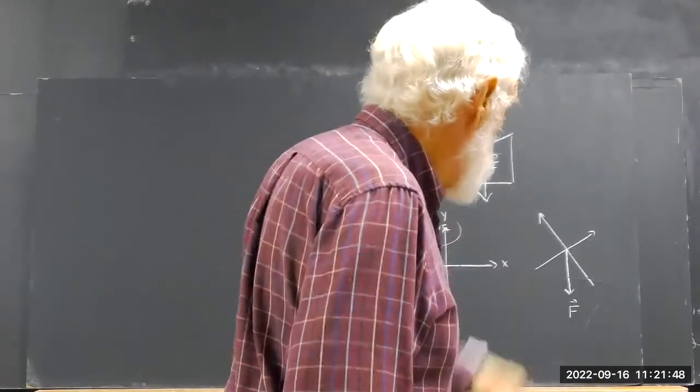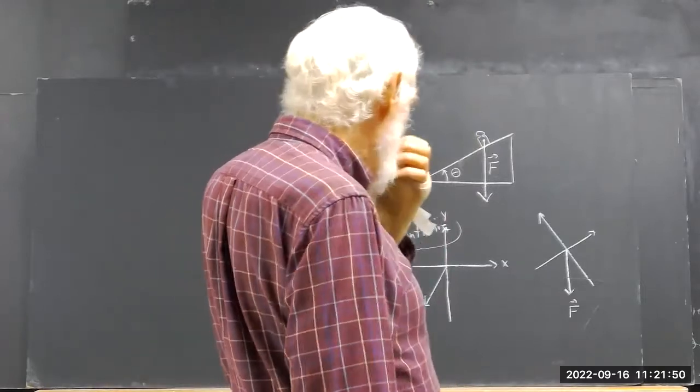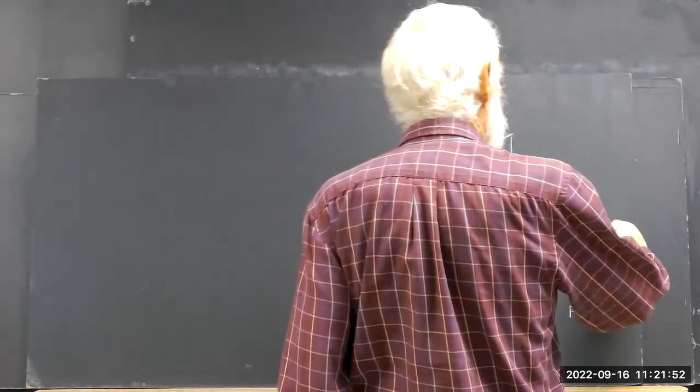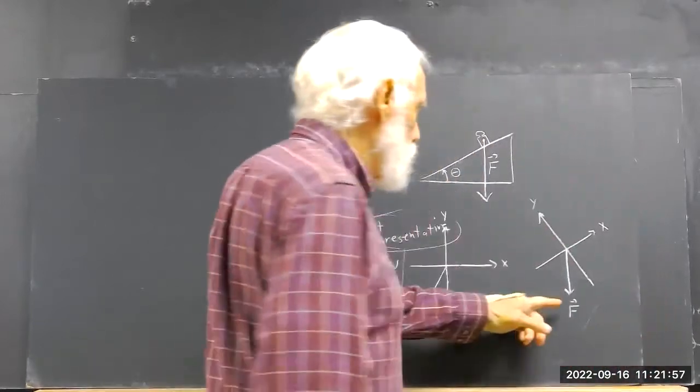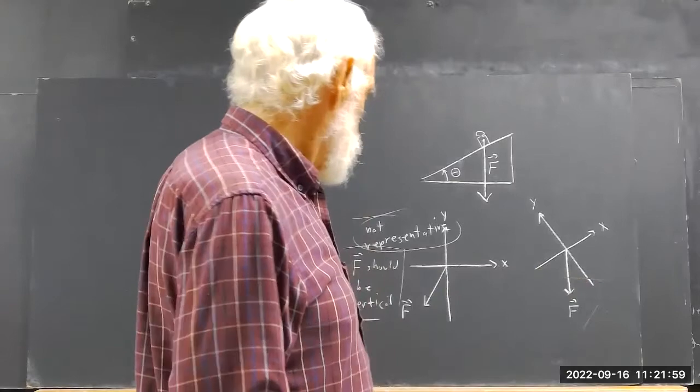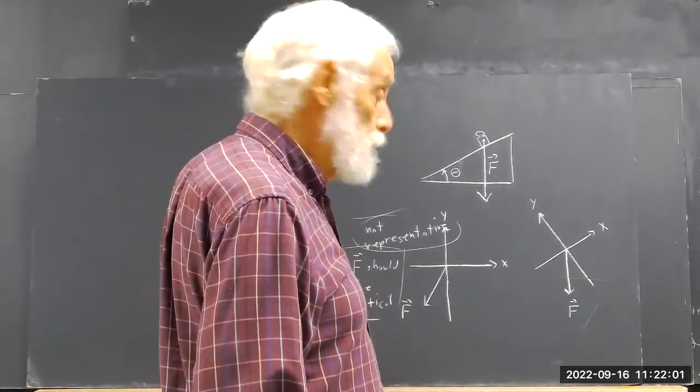There's theta. Here's our force. Here's the x-axis that we want. Here's the y-axis that we want. Now, what's the angle between the force vector and, let's say, the nearest axis, which would be the negative y-axis?